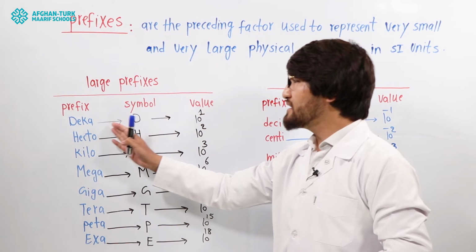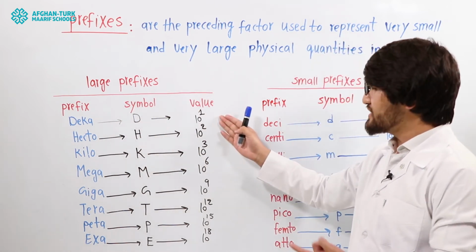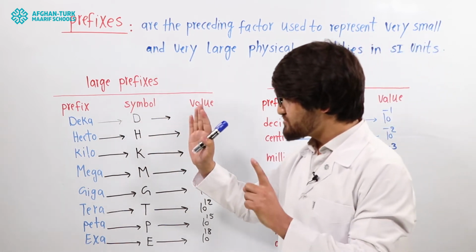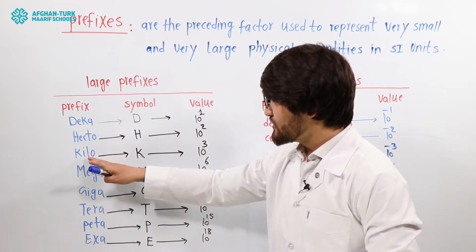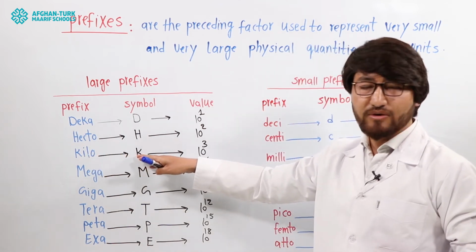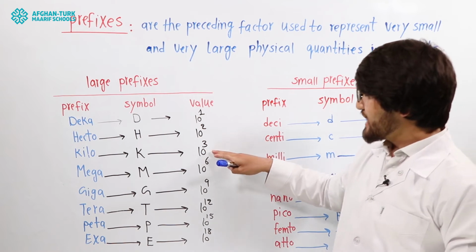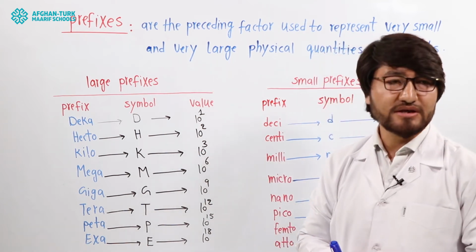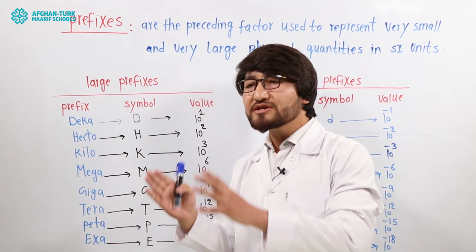What is the symbol of deca? What is the value of deca? You should memorize, for example, kilo. What is the symbol of kilo? K. What is the value of kilo? Kilo is 10 to the power of 3. You should memorize each of them.